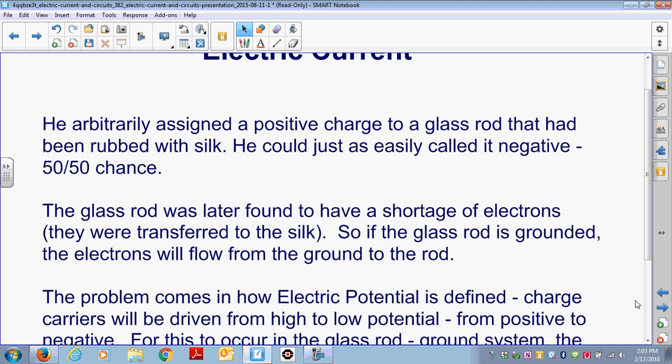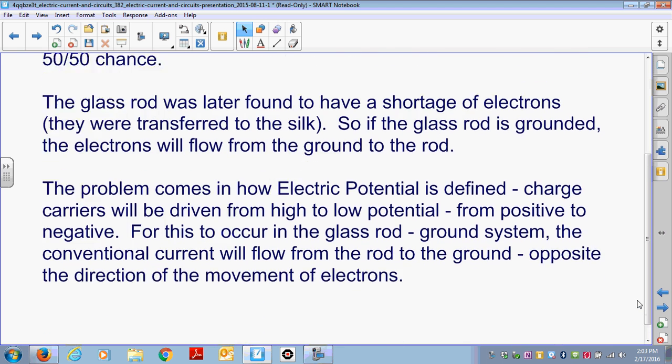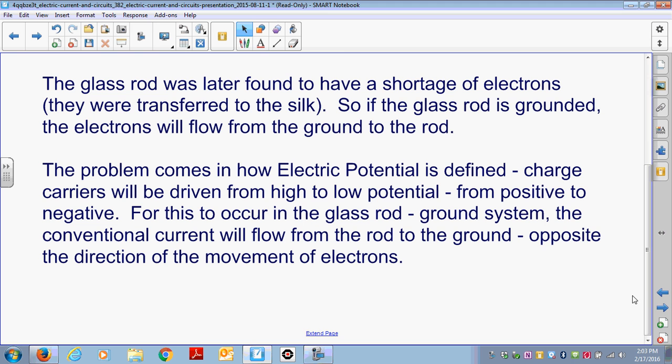The glass rod was later found to have a shortage of electrons. They were transferred to the silk. So if the glass rod is grounded, the electrons will flow from the ground to the rod. The problem comes in how electric potential is defined. Charge carriers will be driven from high to low potential, from positive to negative. For this to occur in the glass rod ground system, the conventional current will flow from the rod to the ground, opposite the direction of the movement of electrons.